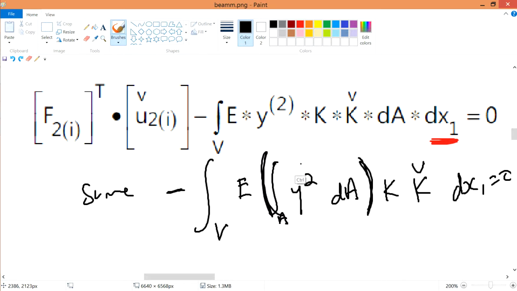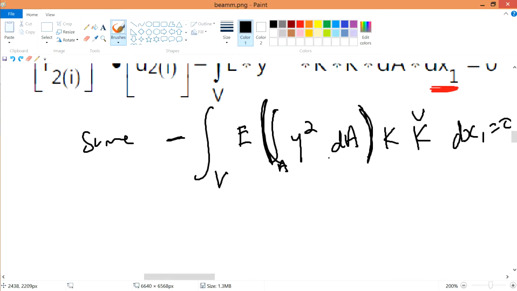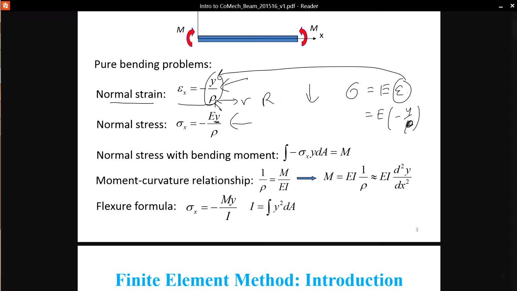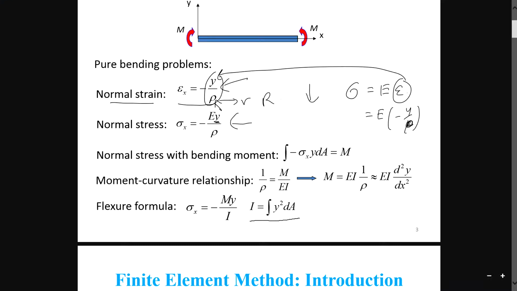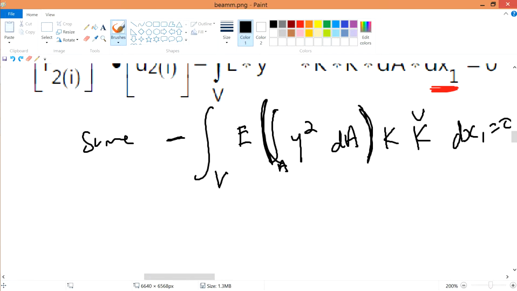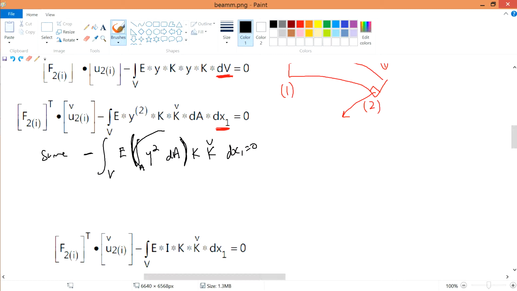I do some integration. And I will not do the integration, because I know that this term over here is our I, if you still remember. I is equal to the integration of y squared dA, your formula from earlier. In other words, your I is your second moment of area, which is related to your bending stress. So this thing over here is your second moment of area, and therefore what you see is EI, and then k, the same dx1, and the rest is the same as this thing over here. I didn't cheat you.